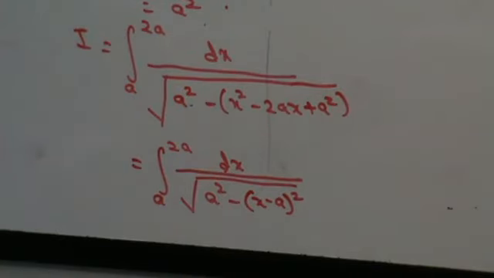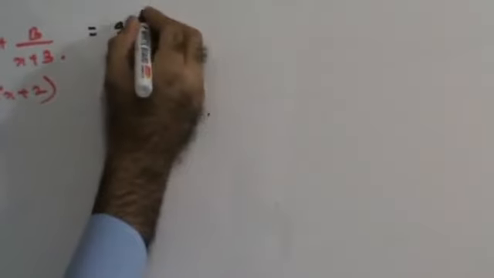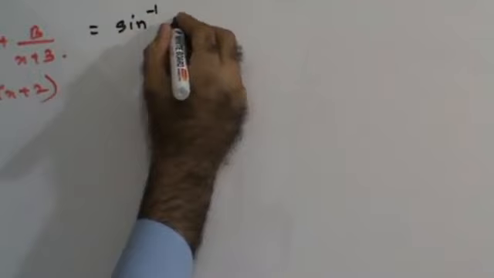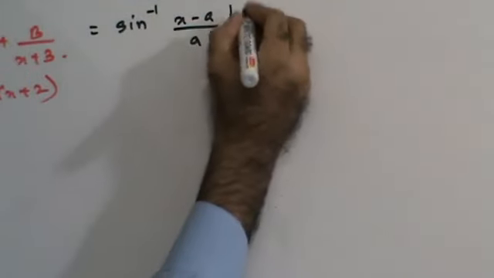right? Integral of root of a square minus x square is nothing but sine inverse of x by a. So in this case, this is going to be equal to sine inverse of x minus a upon a when the limits are between a to 2a.